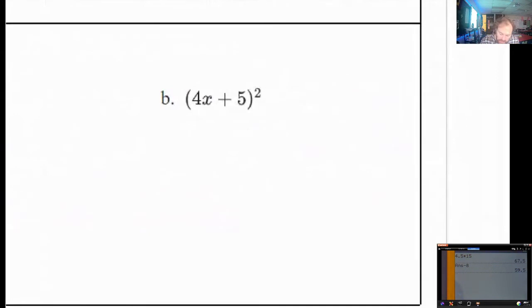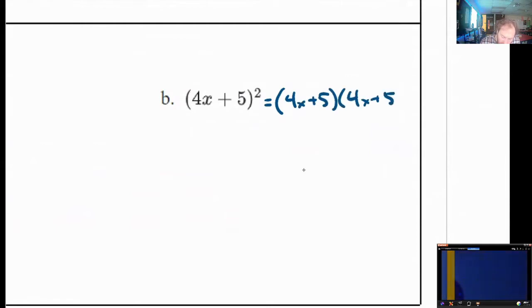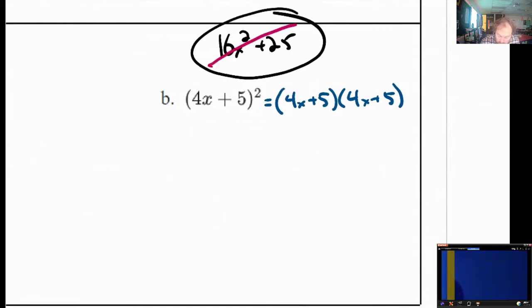Over here in question B, this one doesn't look like a multiplication question at first, but what I really want you to understand is that this is 4x plus 5 times 4x plus 5. A really common wrong answer for this question would be 16x squared plus 25. This is not the answer. People take that squared and they want to apply it to both the 4x and the 5 like a distributive property, and that's not the case because we have to remember to multiply everything together here.